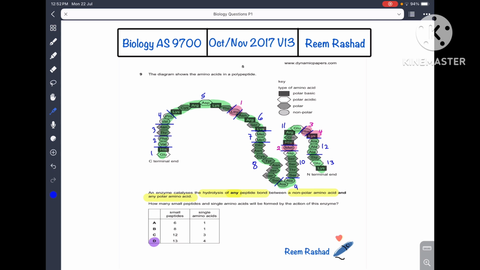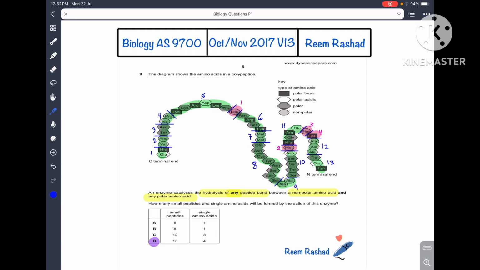So let's begin. The question says the diagram shows the amino acids in a polypeptide. An enzyme catalyzes the hydrolysis of any peptide bond between a nonpolar amino acid and any polar amino acid. So the enzyme will catalyze the hydrolysis of any bond between this circle and any of these three shapes on the diagram, because this circle represents the nonpolar amino acid and these three shapes represent three types of polar amino acids. So how many small peptides and single amino acids will be formed by the action of this enzyme?